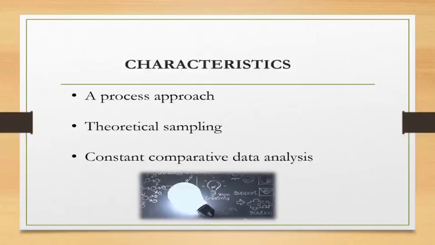Now I'm going to mention some characteristics of this method. The first one is a process approach. What is a process approach? It's a sequence of action and interaction among people and events pertaining to a topic. The next is theoretical sampling. The researcher chooses forms of data collection that will yield text and images useful in generating a theory.